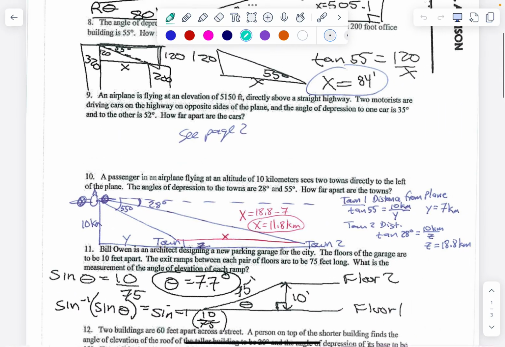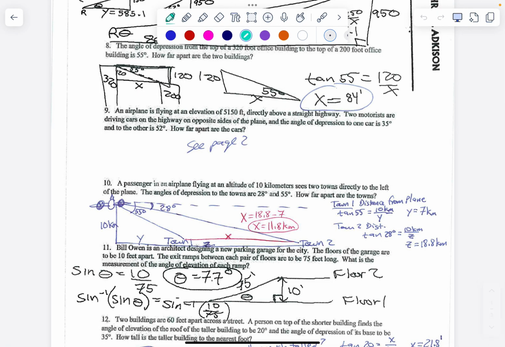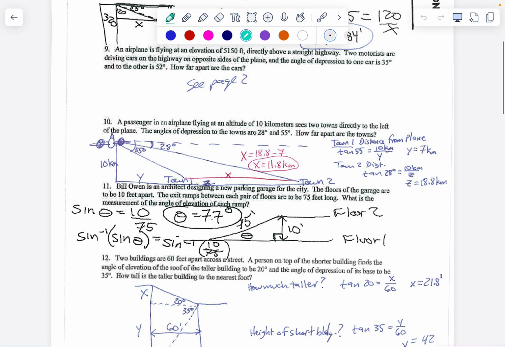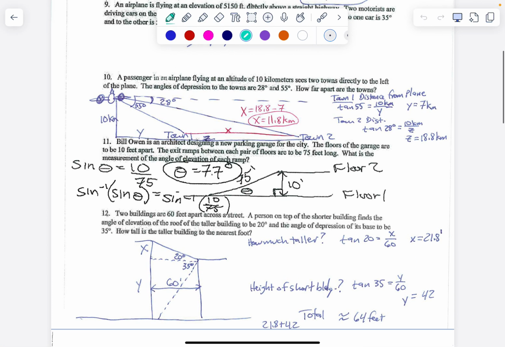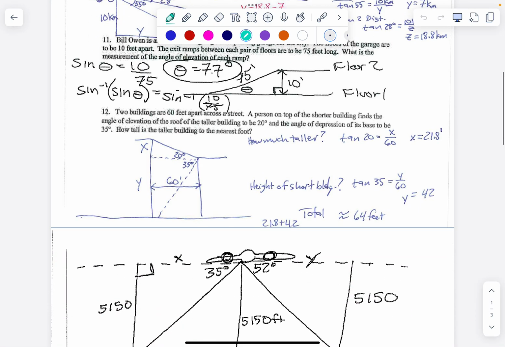Okay, number 10, 11.8 kilometers. The towns are that far apart. Number 11, we just did that one. So 7.7. And then number 12, the answer to that one is 64 feet tall. So any questions on those?